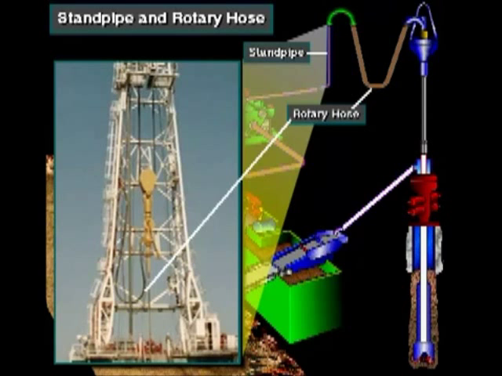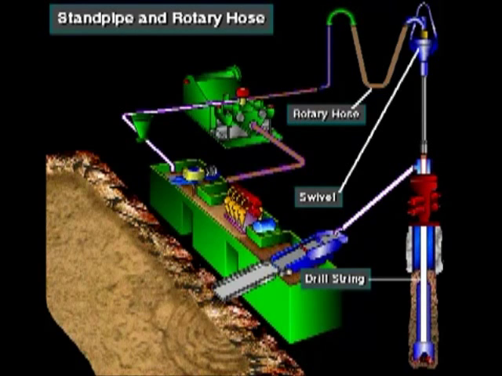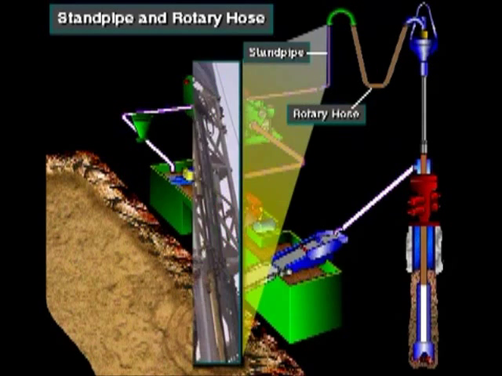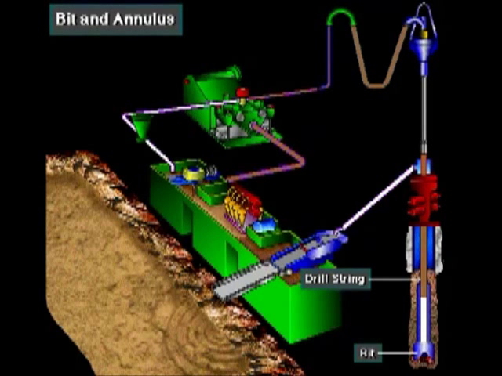The rotary hose is attached to the standpipe. The rotary hose is strong, flexible hose that moves with a swivel as it goes up and down in the mast. From the rotary hose, the pump moves mud through the swivel and then down the Kelly and drill string. On rigs with a top drive, the mud moves through a passage in the top drive and then into the drill string. The pump moves the mud down the drill string to the bit.